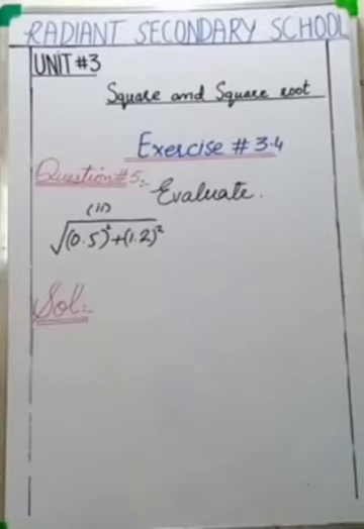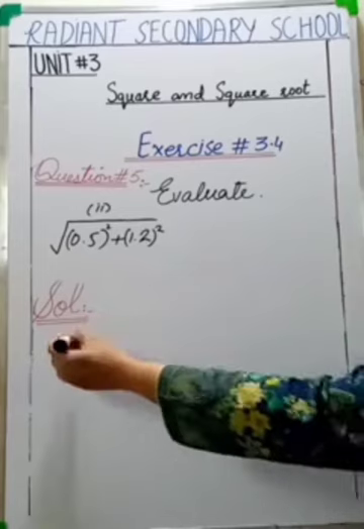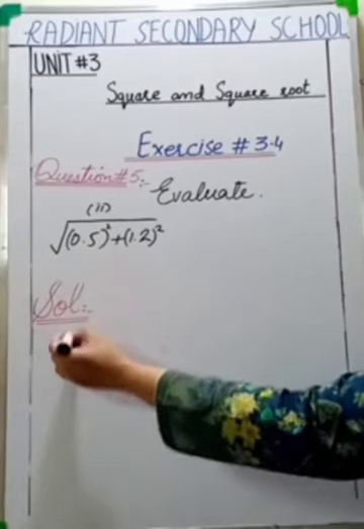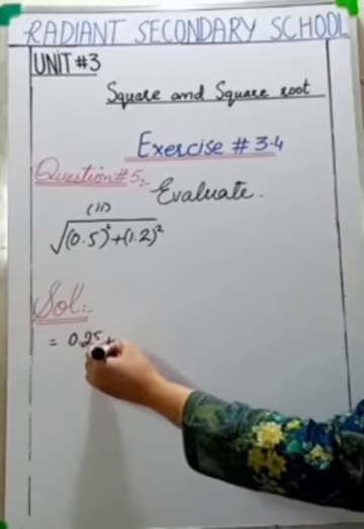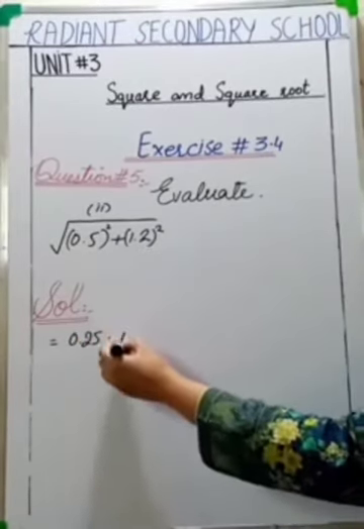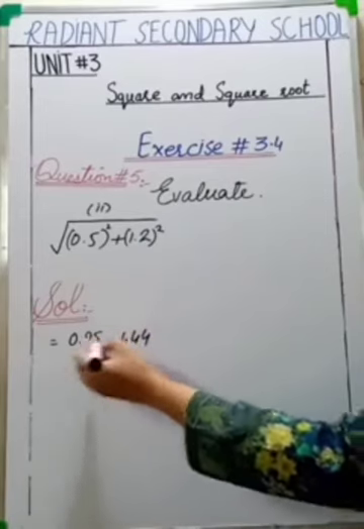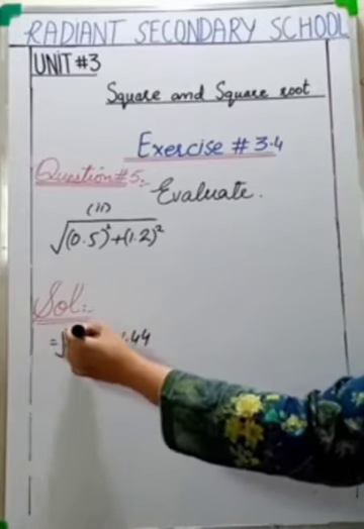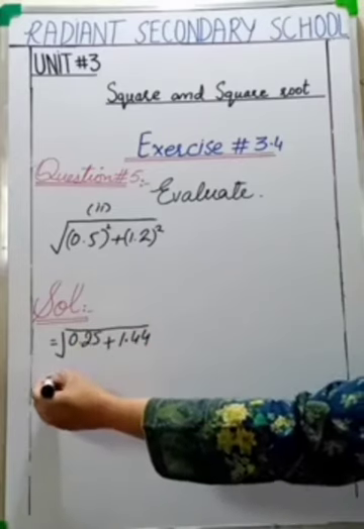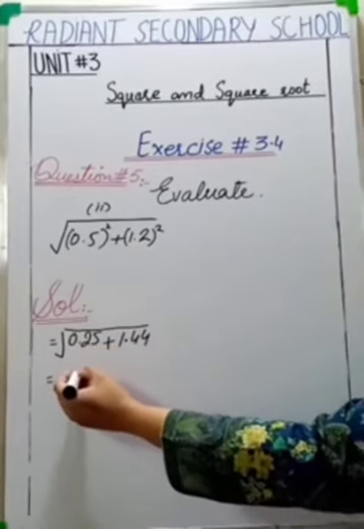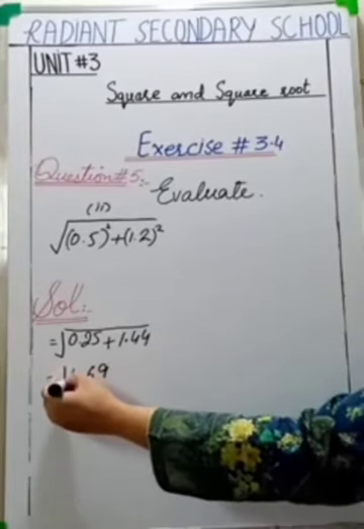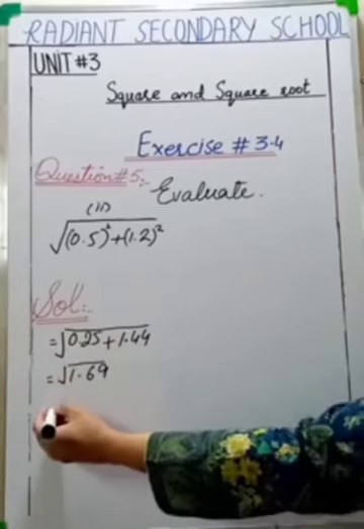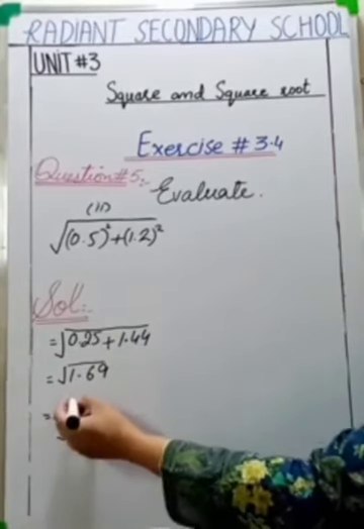Part number 2 is 0.5 square plus 1.2 square under root. First I will find the square of 0.5, that is 0.25 plus square of 1.2 is 1.44 under root. Now add both of these numbers. The answer will be 1.69 under root. Now make it a fraction.